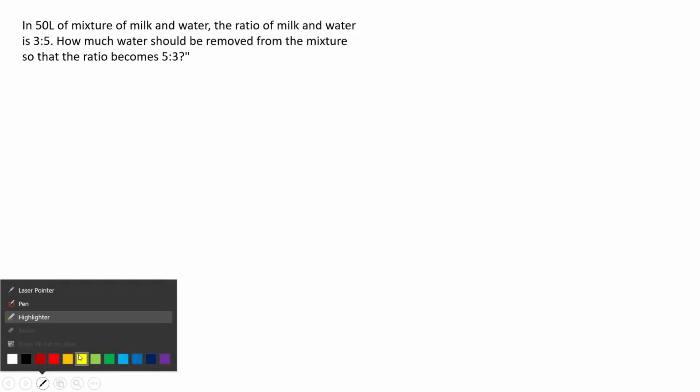Okay, see here. So what he is saying is, in 50 liters of a mixture of milk and water, the ratio of milk to water is 3:5. So we have 50 liters of some mixture. In that mixture, we have both milk and water in the ratio of 3:5. So let's find out how much milk is there and how much water is there.